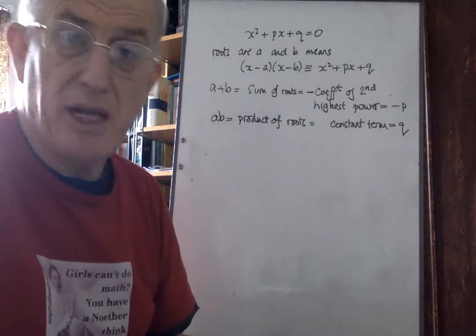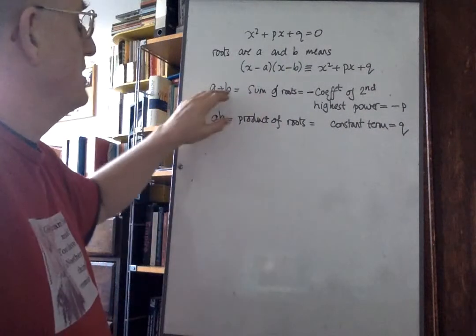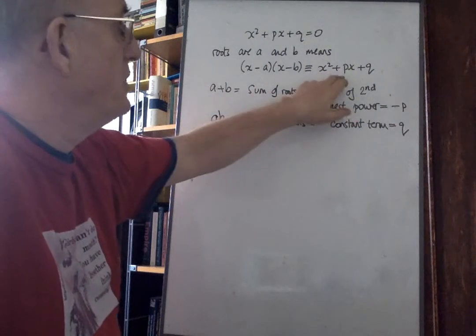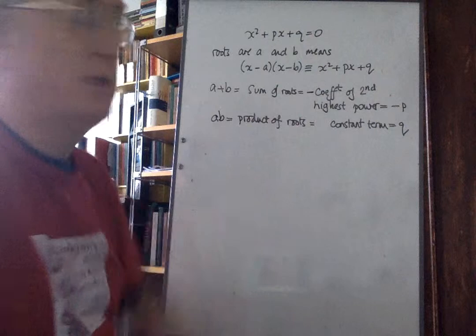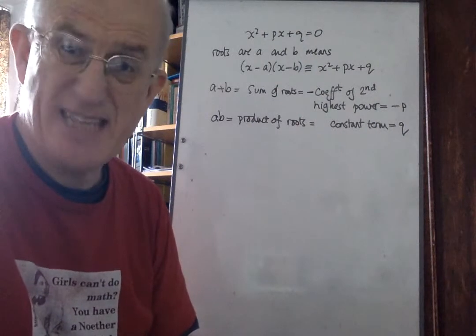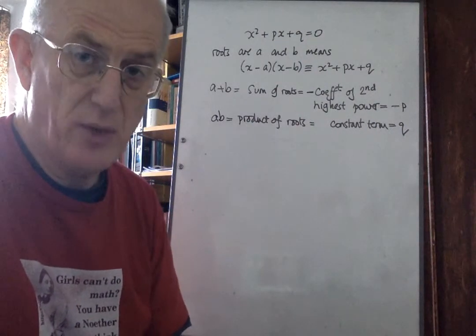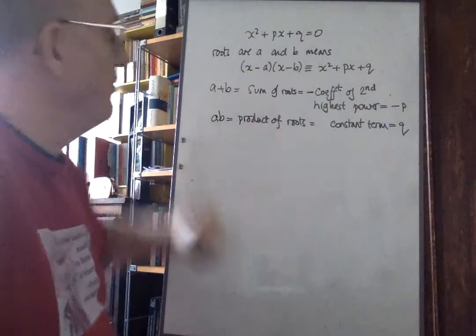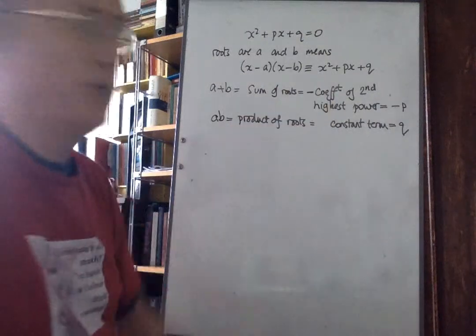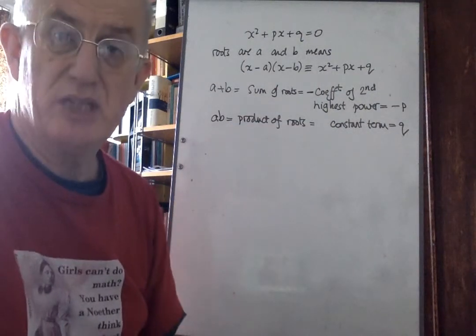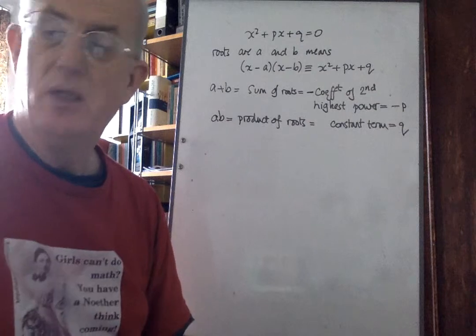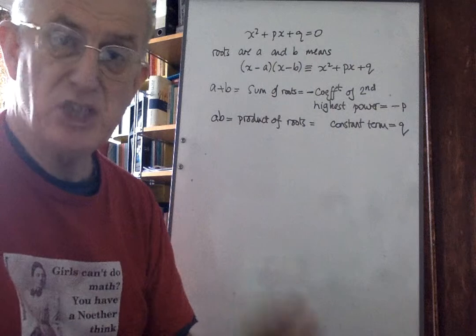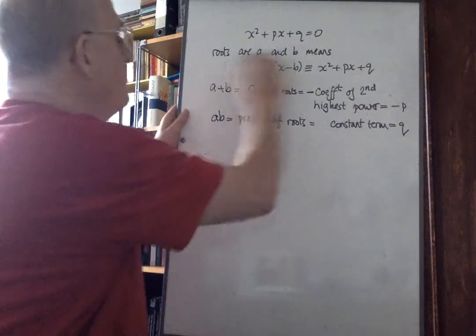And if we multiply out that left-hand side, that tells us that a plus b, which is the sum of the roots, is equal to minus p. It's equal to minus the coefficient of the second highest power on the right-hand side. ab, which is the product of the roots, is equal to the constant term on the right-hand side, which is equal to q.